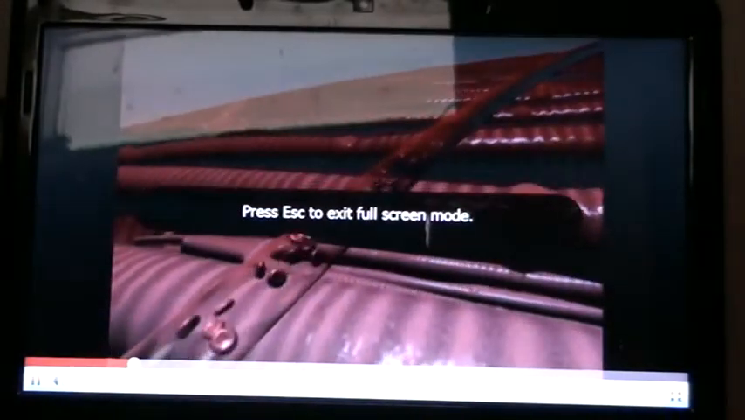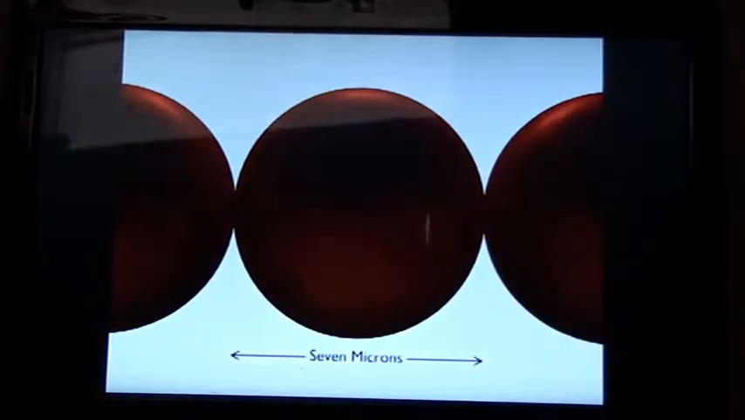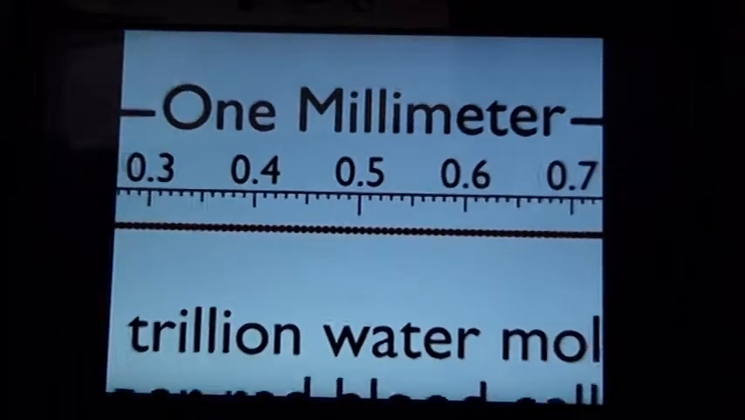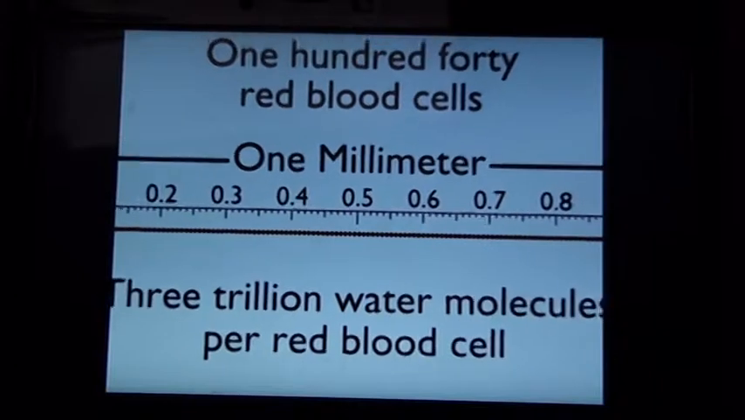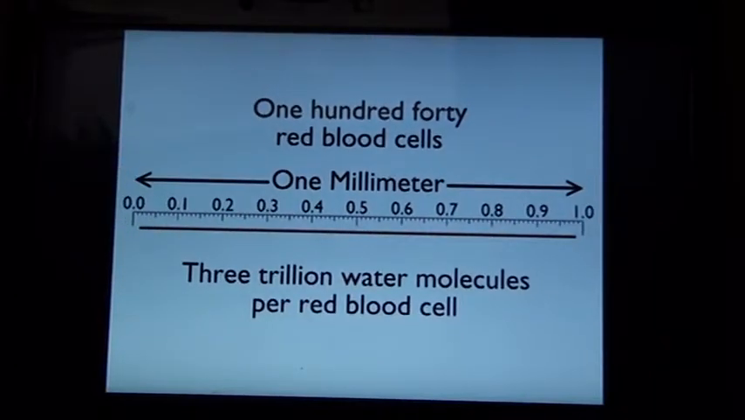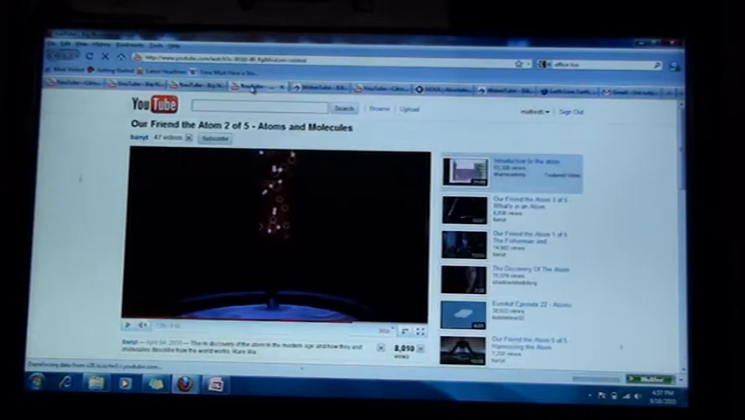To put it into perspective, think of a red blood cell, which is about 7 microns or 7 millionths of a meter in diameter. More than 140 red blood cells laid side by side could fit into a single millimeter, and yet the volume of each cell could hold about 3 trillion water molecules. Three trillion water molecules in each red blood cell. That's how small water molecules are.